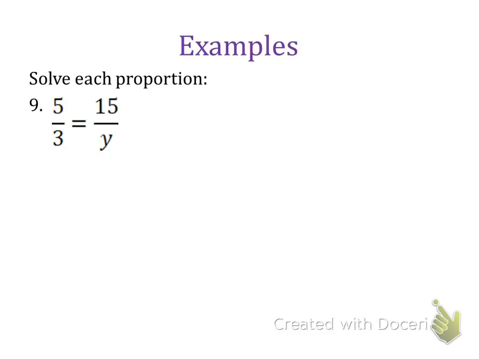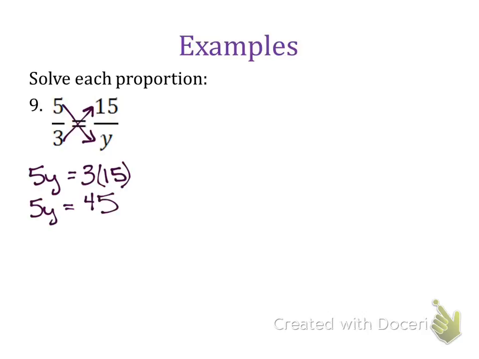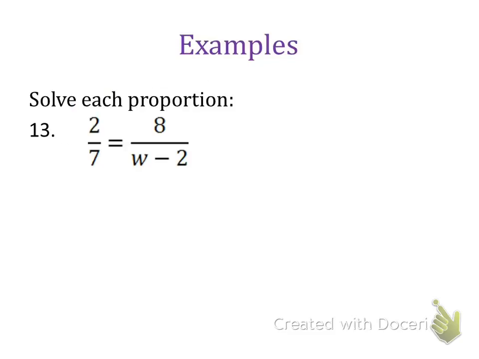5 to 3 equals 15 to y. No matter where the variable's at, we can still cross multiply and divide. So 5y equals 3 times 15. 5y equals 45. And divide both sides by 5. That missing number is 9.